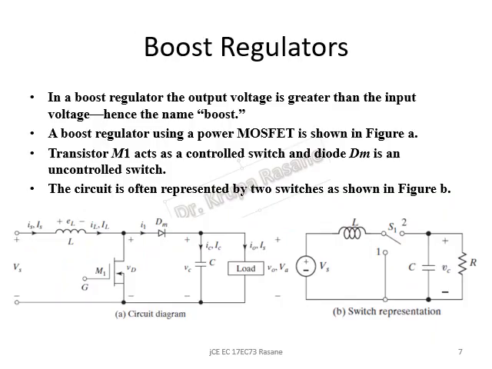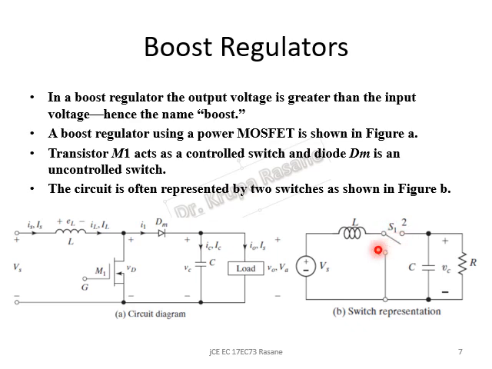Now coming to the boost regulator. In a boost regulator, this is the circuit diagram we have seen. So we have the source voltage, we have the inductor in series, the switch is in parallel with the source and the inductor. We have this diode DM which is connected in series with the load, and the capacitor is connected in parallel with the load. So this is basically the circuit diagram, and this is the switch representation where the switch is replaced by this switch, as well as the diode, by a single pole two-throw switch here.